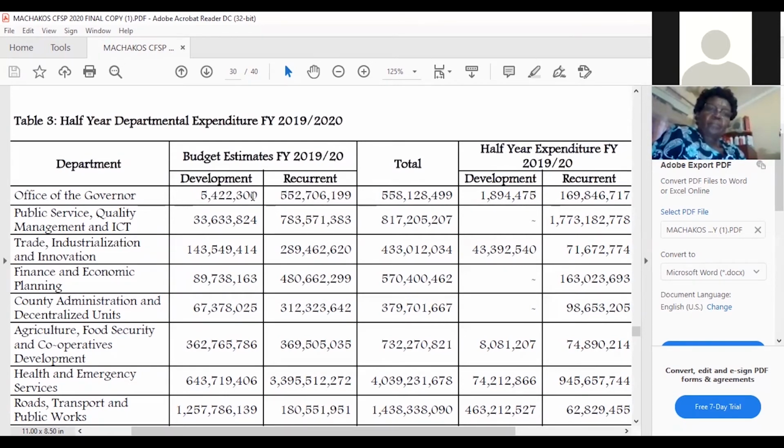So like here 5 million, maybe that one may be upgrading of the office or something like that. All right. And then if you look at health and emergency, you can see that budget estimate for the financial year 2019-2020, they had given it 643,719,000, while recurrent got 3 billion. So this brings the total to 4.03.